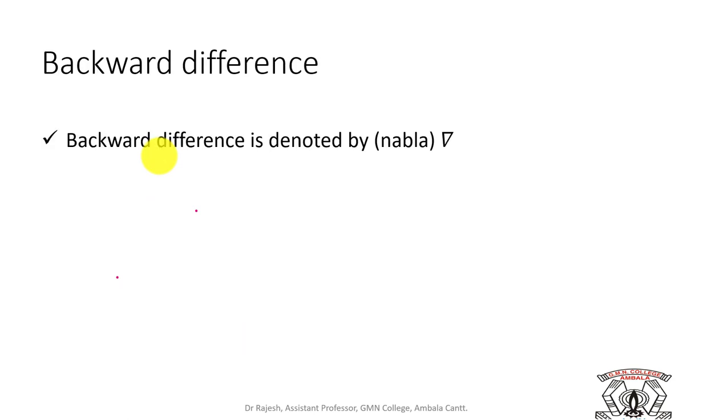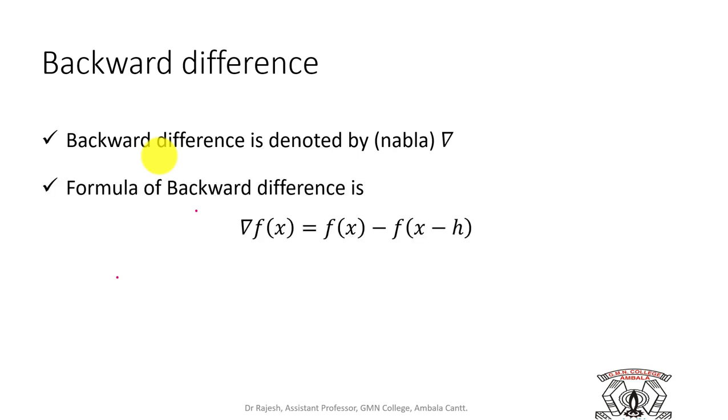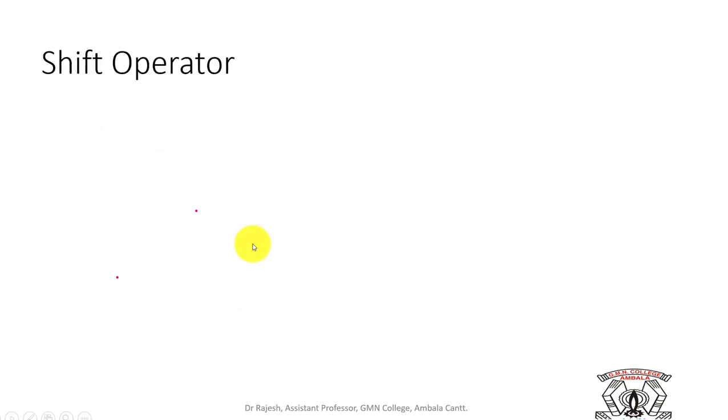Now what is the backward difference operator? The backward difference operator is denoted by nabla, or it is also known as del. So del f(x) = f(x) - f(x-h). This is x and this is in the backward direction, this is x-h. So this is the backward direction, therefore it is called f(x) - f(x-h). This is called the backward difference operator.